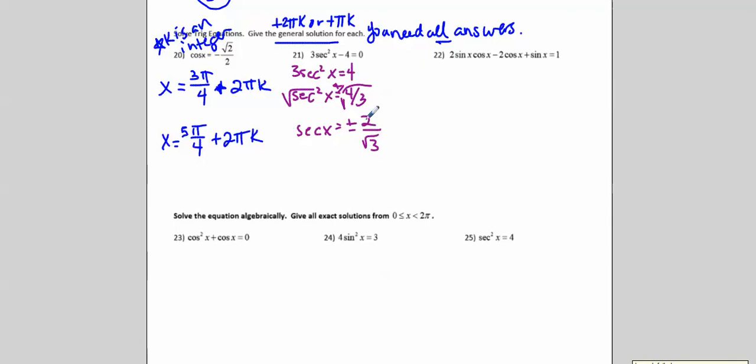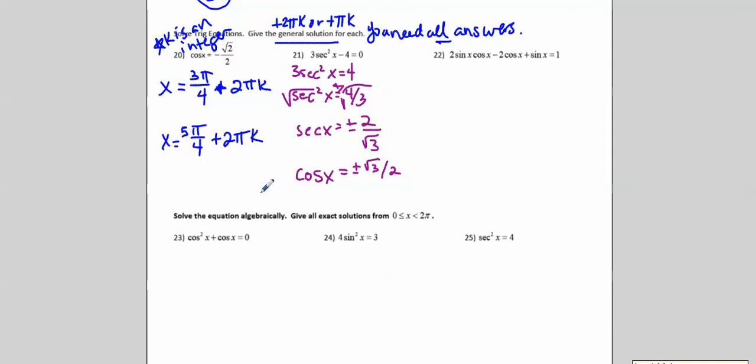Now I could rationalize that, but because secant is a reciprocal function, I'm just going to take the reciprocal. So if that's the secant, then the cosine is plus or minus root 3 over 2. So there are 4 places on the unit circle where the cosine would be positive root 3 over 2 or negative root 3 over 2, and you need to write all of those answers with a plus 2 pi k.